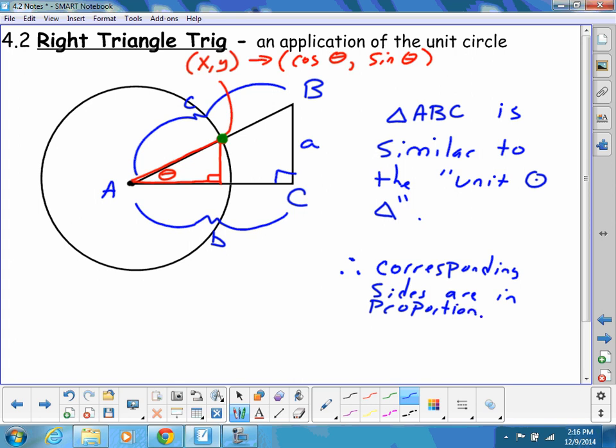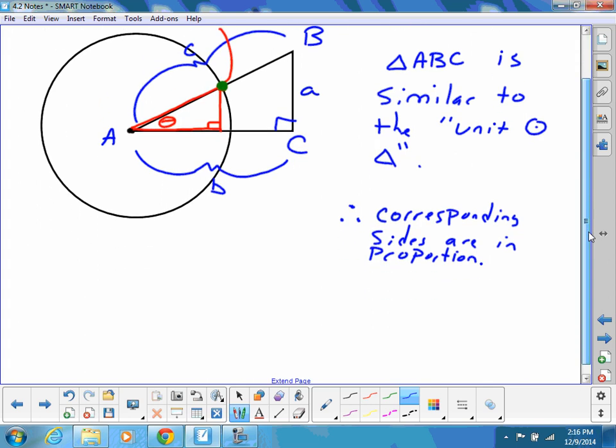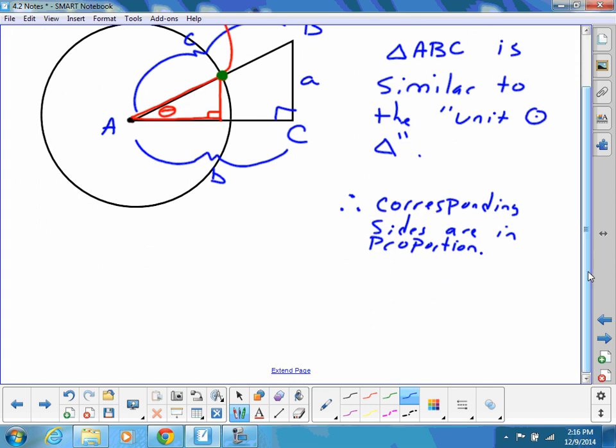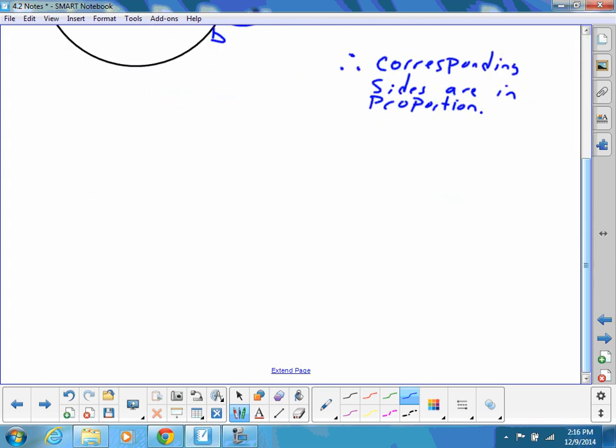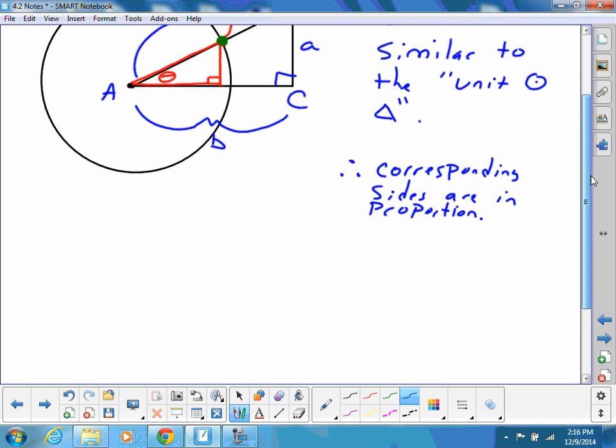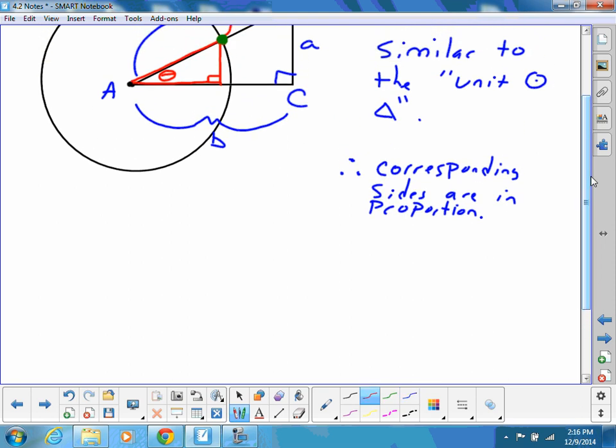Maybe I can spell. Okay, maybe. So they're proportional. Now we have to figure out what those proportions are. For me, it gets a little confusing with one triangle sitting on top of the other, so I'm going to draw those two triangles separately. I'm going to pull them off of my circle so I can see what's happening. First, I'm going to do the smaller unit circle triangle.